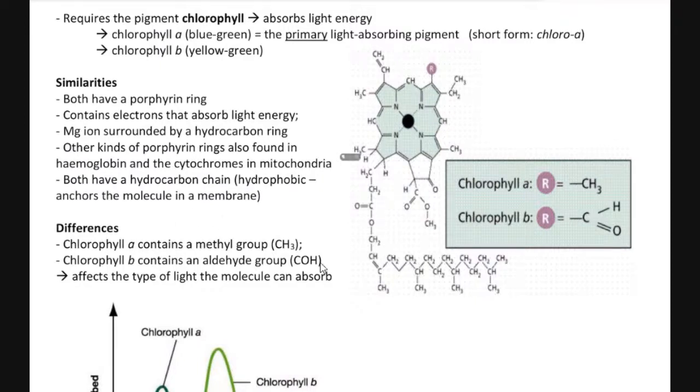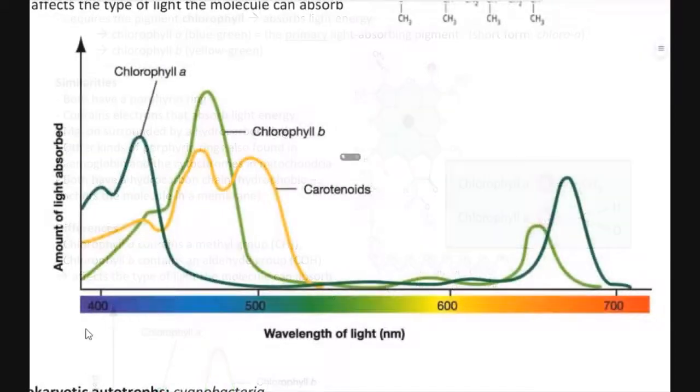The differences then, again, as we said, is just that little methyl group. But the main difference that we care about, I don't need you to memorize the methyl and the aldehyde. The main difference that we care about is what part of the light spectrum are they able to absorb. So let's take a look at that graph now. So what you're looking at here is the light absorbed. How much of that light will be removed.